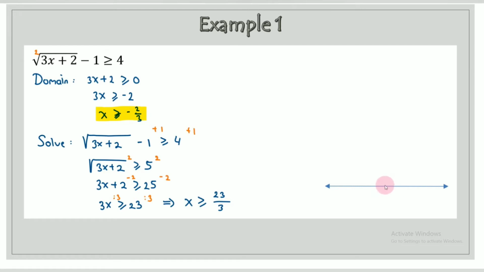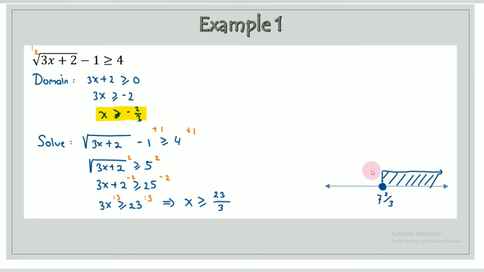So let me put it on the number line. It begins with a closed circle, of course, because there is an equal sign there. It is 23 over 3, which is 7 and two-thirds. Because it's greater than, it must be all values that are greater than this one. So it is on the right side.